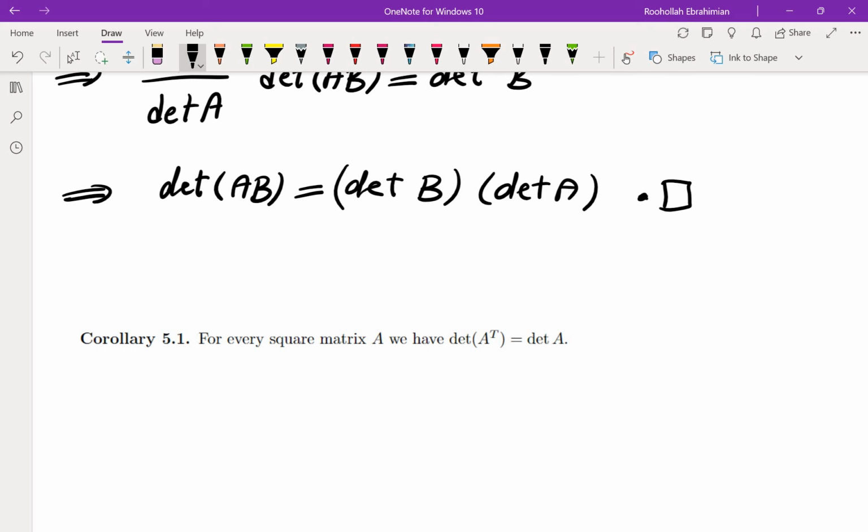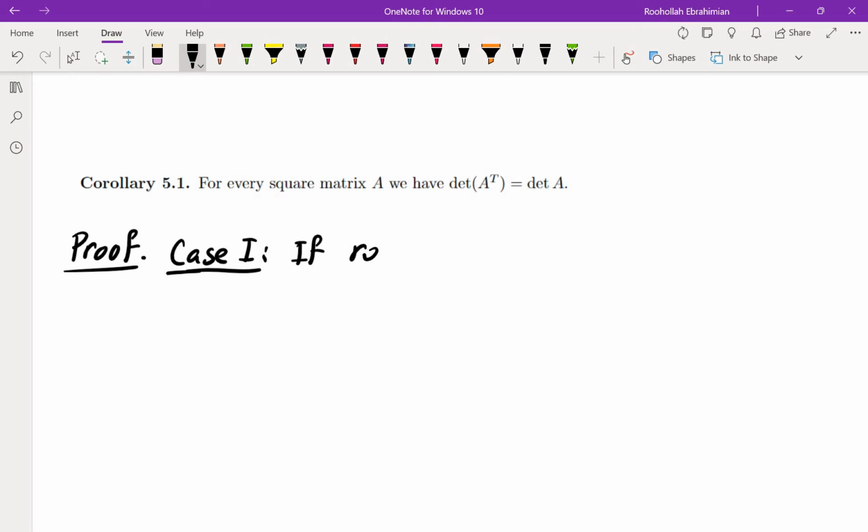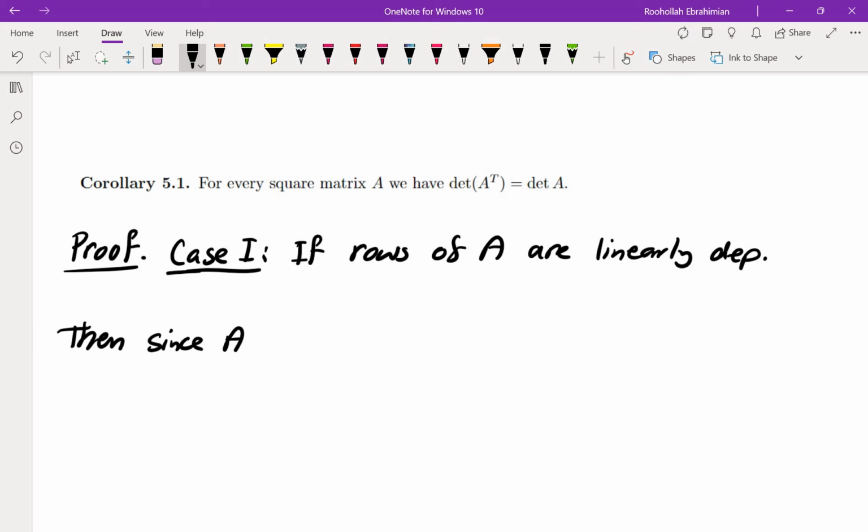So one application of what we just talked about is that the determinant of A and the determinant of A transpose are the same. So let's prove this one. We're going to apply a similar strategy for this one. There are two cases. Case one is the rows of A are linearly dependent. If the rows of A are linearly dependent, then since A is a square matrix, its columns are also linearly dependent.